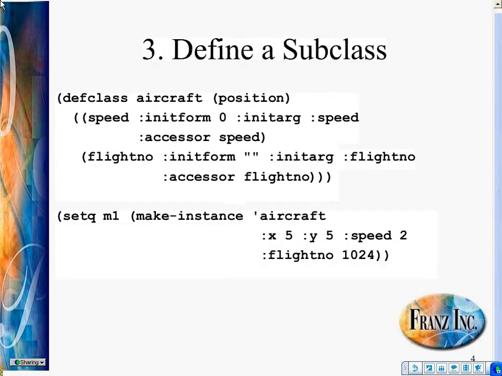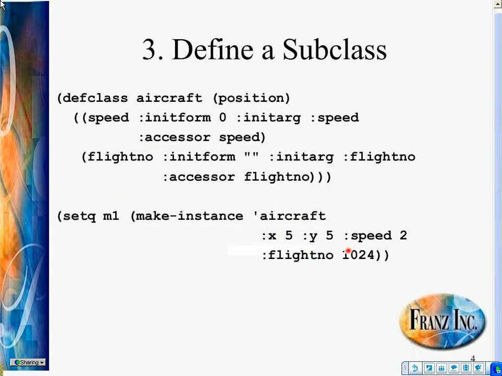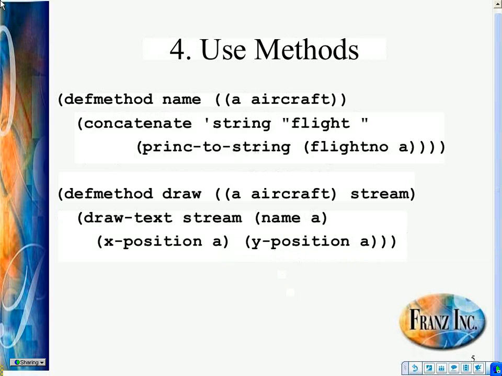You can define subclasses. Here we're defining the aircraft subclass of position, and it has additional slots called speed and flight number. And now we can make an instance of aircraft with a position, a speed, and a flight number.